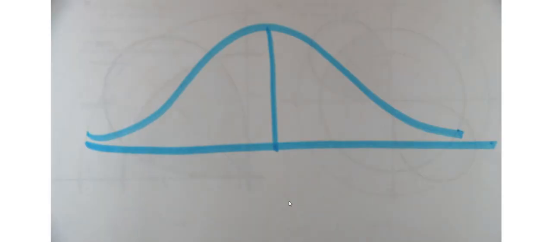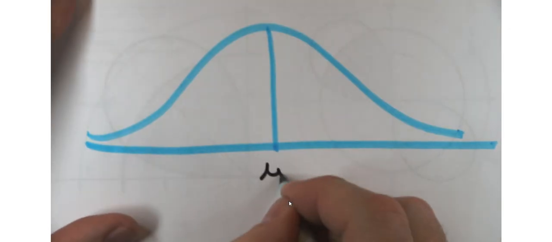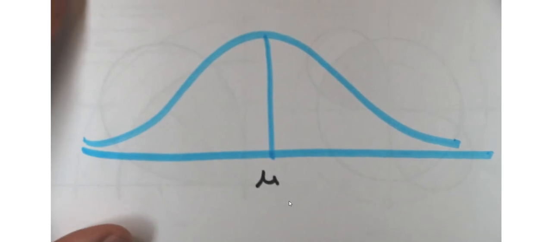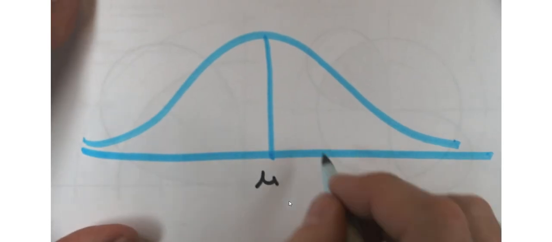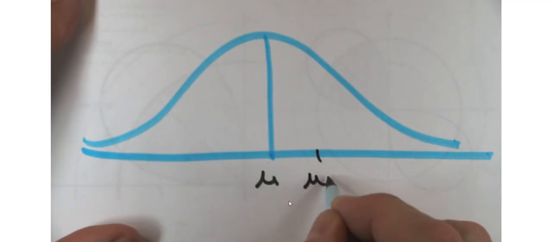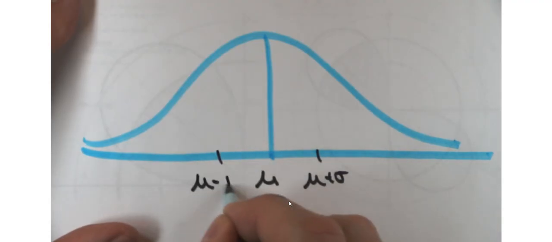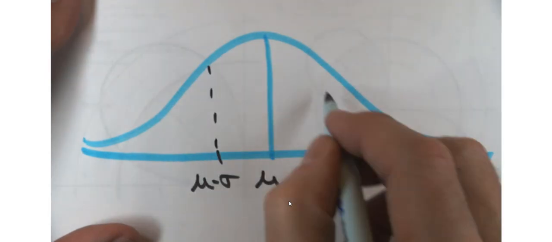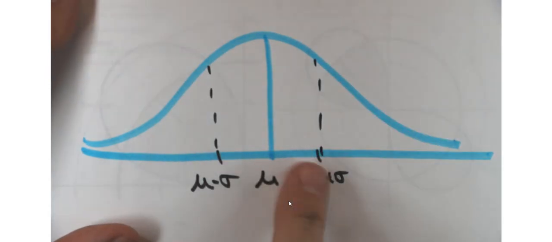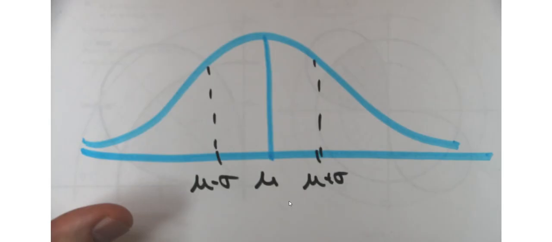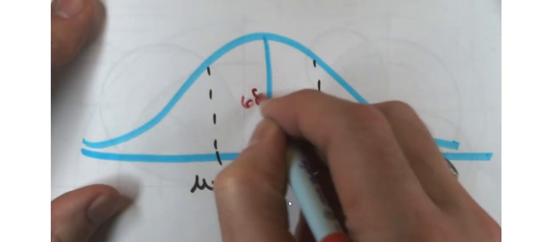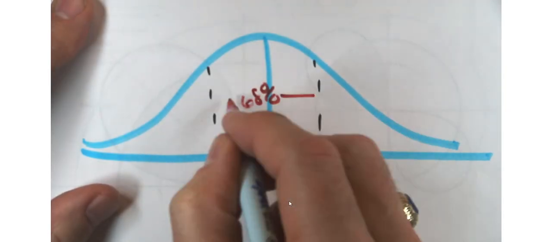So let's take a look at a normal distribution. That's the mean. And I can move out one standard deviation away from the mean. How much of the data is going to be between those 2 points on a normal curve? You remember those numbers? 68%. Yeah, about 68% is going to be between here and here.